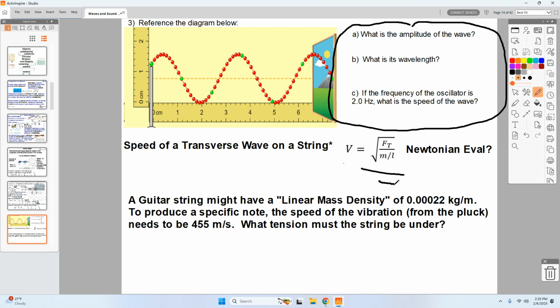Amplitude, were you able to see that from there? It's either 1.6 or 0.8. The most common answer is one of those two. I'm hoping that you see the amplitude is not the full crest to trough distance. The amplitude is that, which is about 0.8 centimeters. So the amplitude is from equilibrium to maximum displacement.